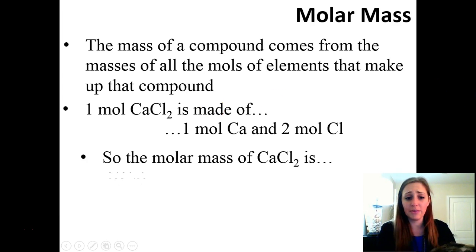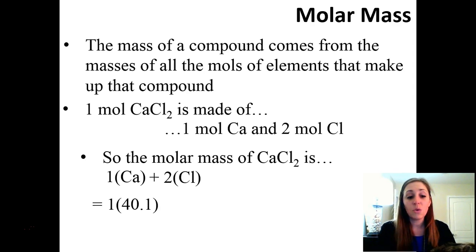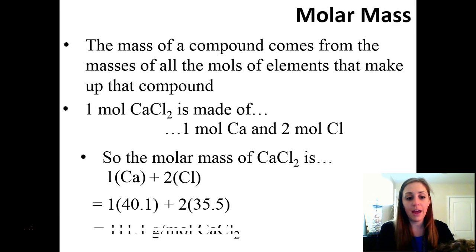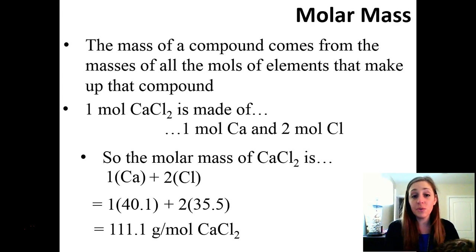So the molar mass of calcium chloride would be 1 times calcium plus 2 times chlorine. Then you look in your periodic table and plug them in. That's 1 times 40.1 and 2 times 35.5. This gives you 111.1 grams per every 1 mole, or just grams per mole, of calcium chloride. Let's do another one.